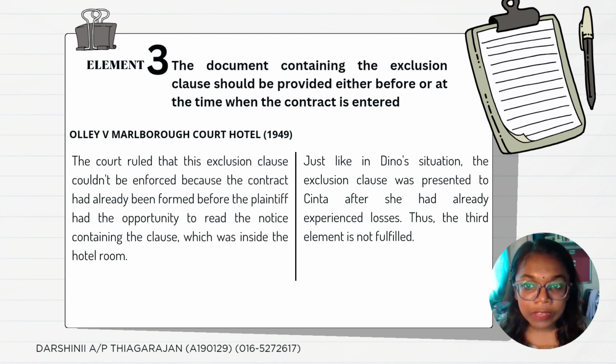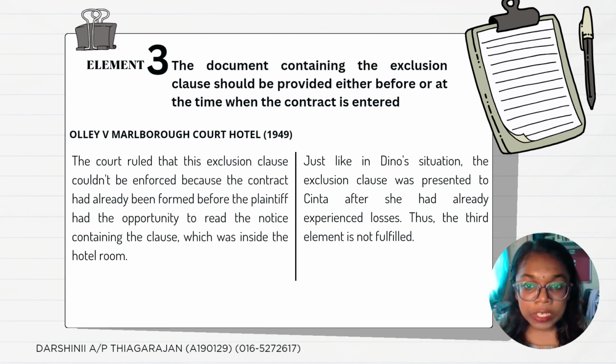Failure to do so will result in an exclusion clause being non enforceable. We can refer to the case of Olley against Marlborough Court Hotel as an example. In this case, the plaintiff was a guest at the defendant's hotel and had lost her belongings in her hotel room. The defendant tried to rely on an exclusion clause mentioned in a notice inside the room, stating that they wouldn't be responsible for lost or stolen items.